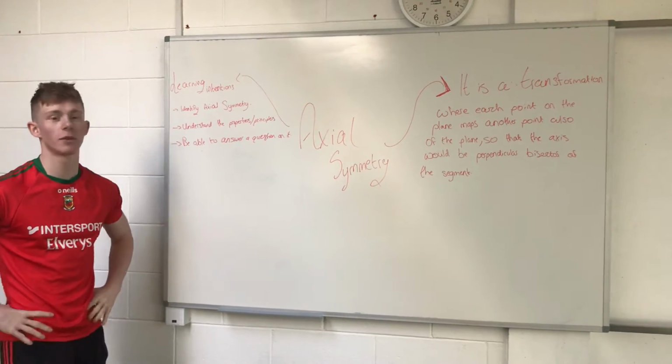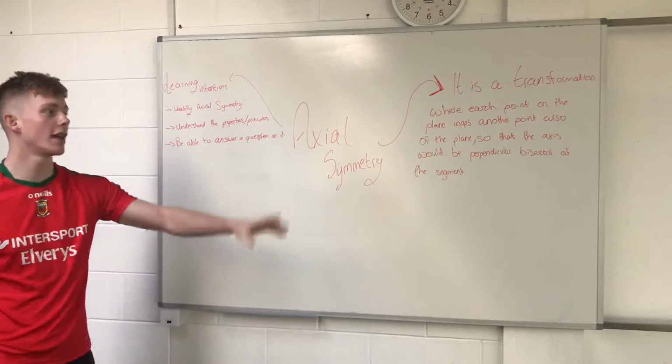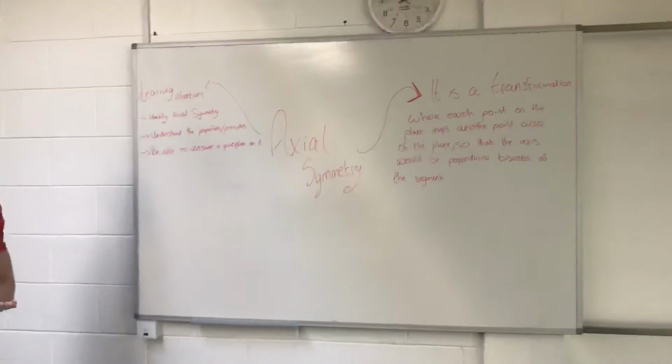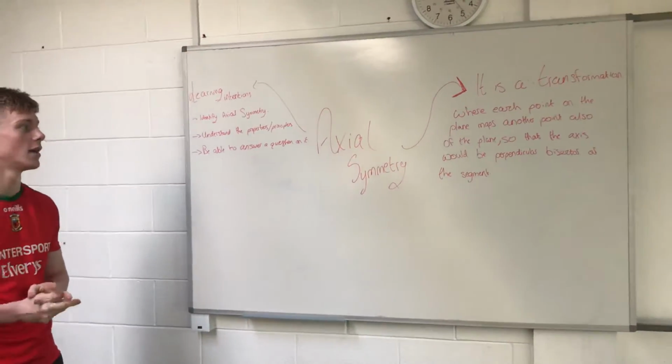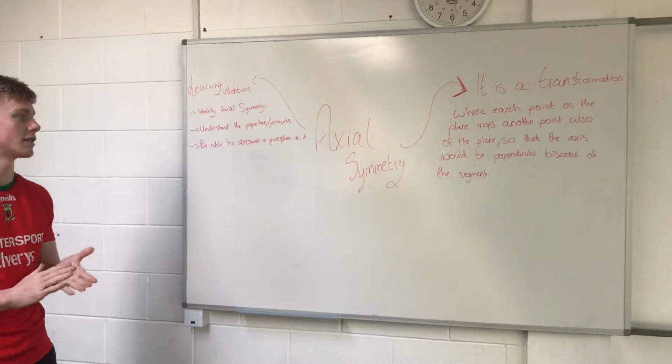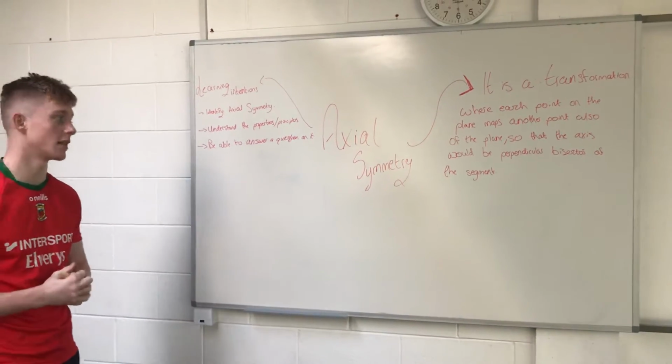Okay, today's lesson will be about both axial symmetry and central symmetry. But first I'll go through axial symmetry for you. This is a transformation where each point on the plane maps to another point on the plane so that the axis will be the perpendicular bisector of the segment.